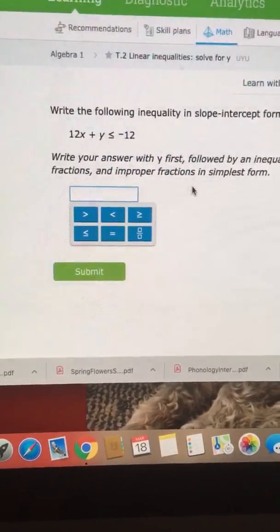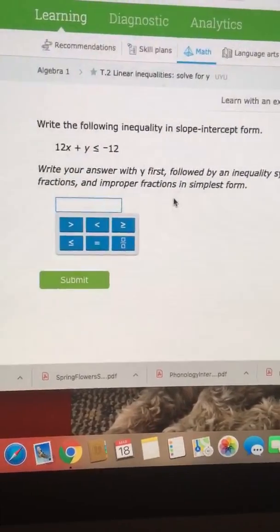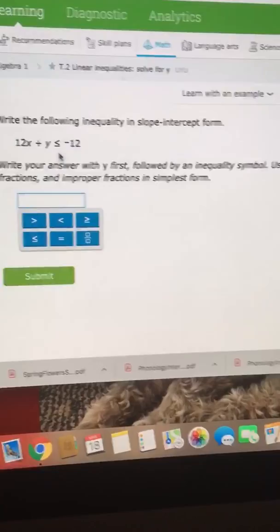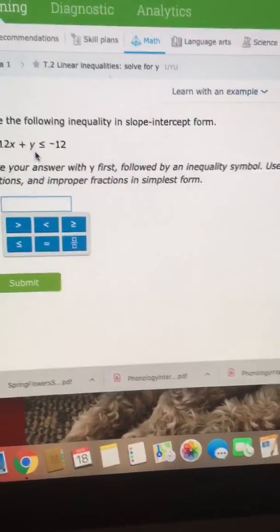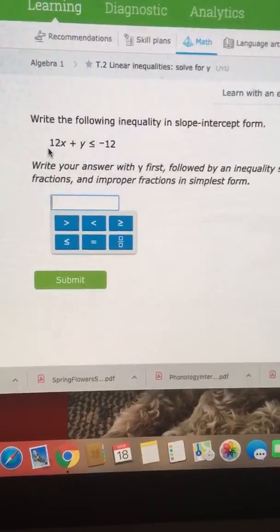So I just wanted to show you a little video of each of the sections on IXL. So if you're having trouble with T2, pretty much all this is asking you to do is to get y by itself. So some of these you could do in your head. Here you just have to subtract 12x on both sides.